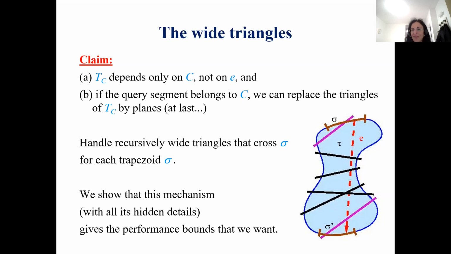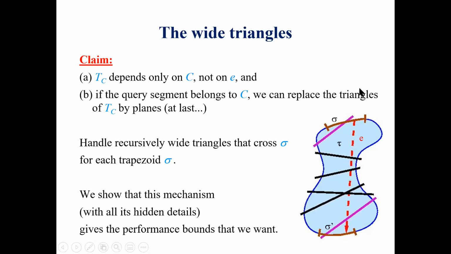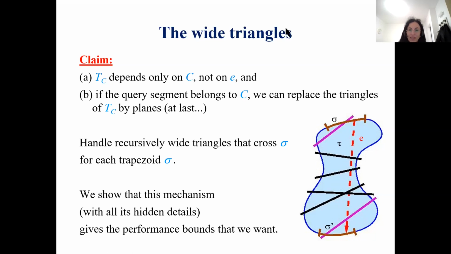May I interrupt for a second? Yes. Just to clarify, these segments that you're talking about, the ones that go from sigma to sigma prime, are you requiring that these segments are completely contained in the cell? Yes, they should be contained in the cell. Between the two endpoints, right? Yes. They cannot leave and re-enter the cell. Otherwise this claim would not be true. Okay, thank you. Sure.